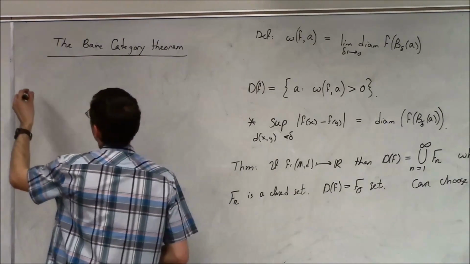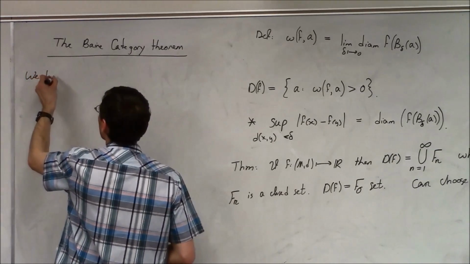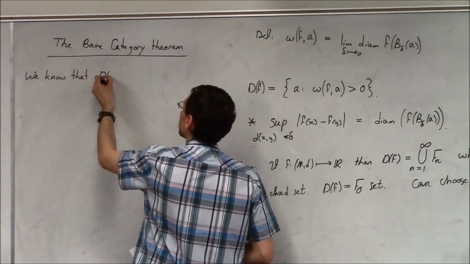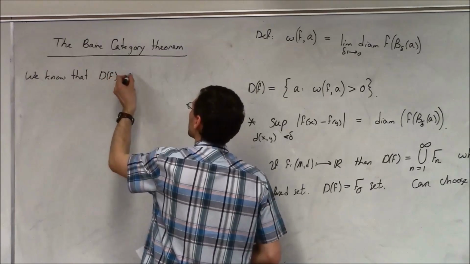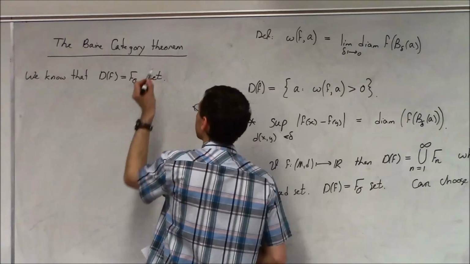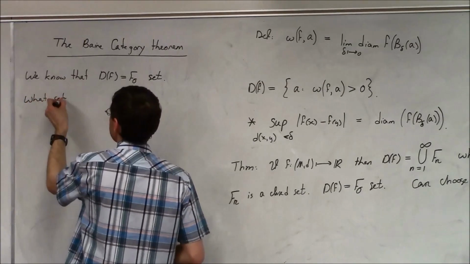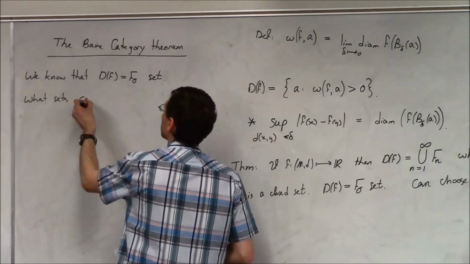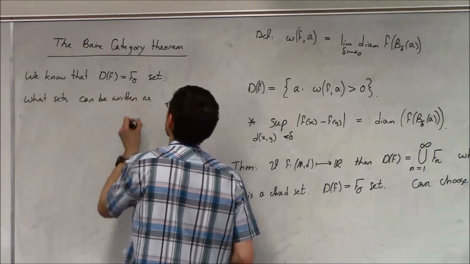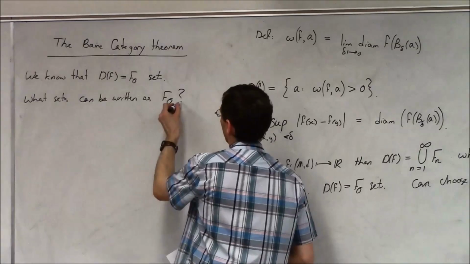So the main question is, we know that the set of discontinuities is an F sigma set. What sets can be written as F sigma? So that's one question that you can have.